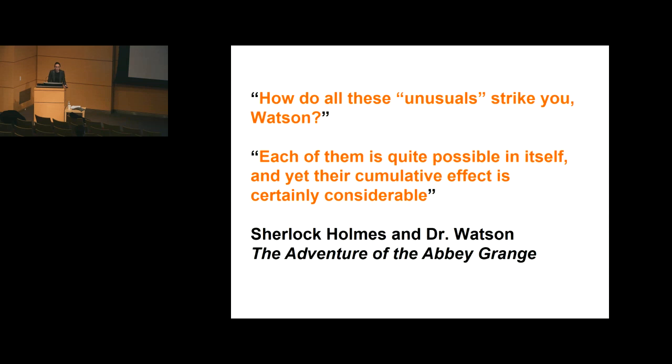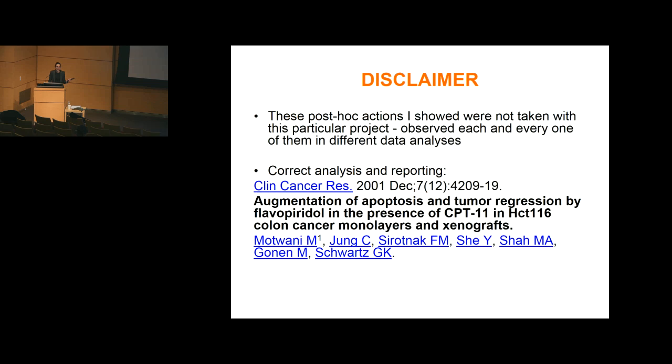So how do these decisions strike you? Each of them is quite possible in itself, and yet their cumulative effect is certainly considerable. So these, again, were just used for illustration. The correct analysis was done, and it's reported here. But I chose this data to show how a decision at each time point about who to include and what is the outcome measure and what is the test can affect the conclusions.